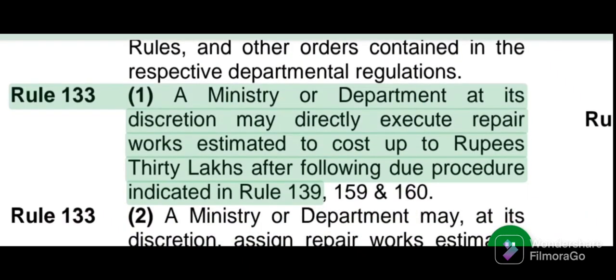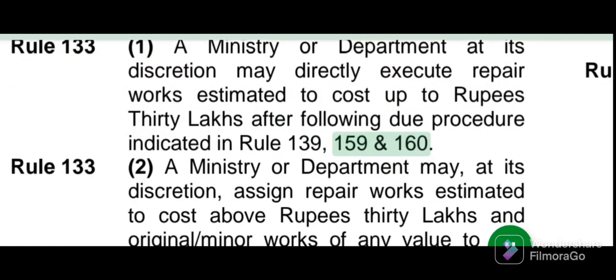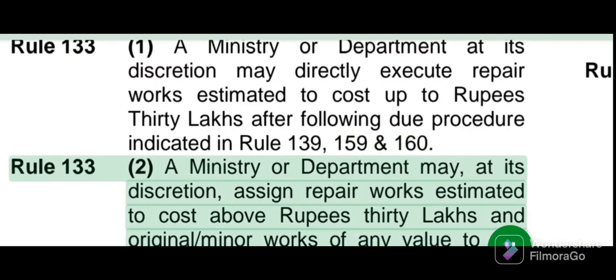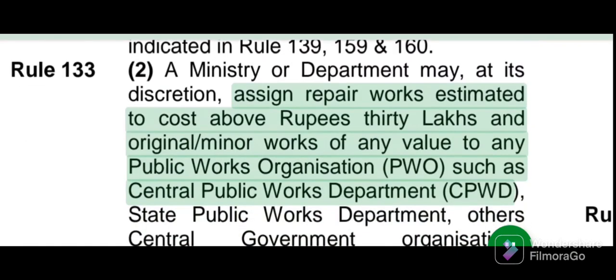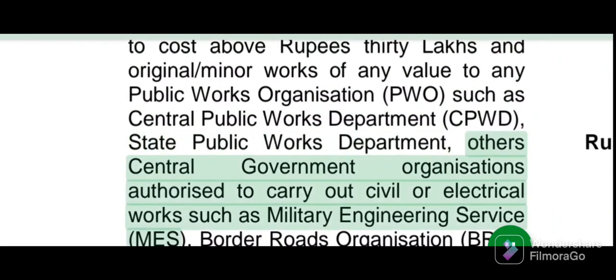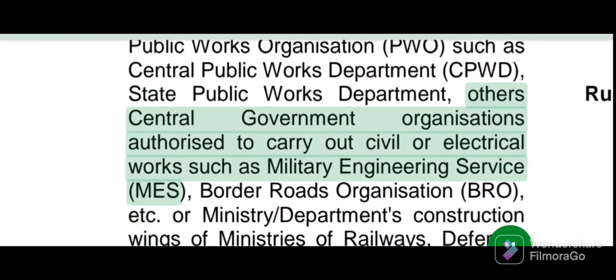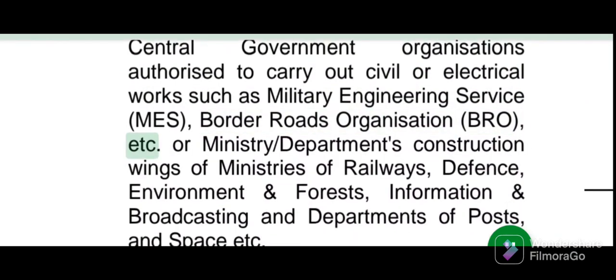Rule 133(1). A ministry or department at its discretion may directly execute repair works estimated to cost up to Rs 30 lakhs after following due procedure indicated in Rule 139, 159 and 160. Rule 133(2). A ministry or department may, at its discretion, assign repair works estimated to cost above Rs 30 lakhs and original, minor works of any value to any public works organization, such as Central Public Works Department (CPWD), State Public Works Department, other central government organizations authorized to carry out civil or electrical works such as Military Engineering Service (MES), Border Roads Organization (BRO), etc.